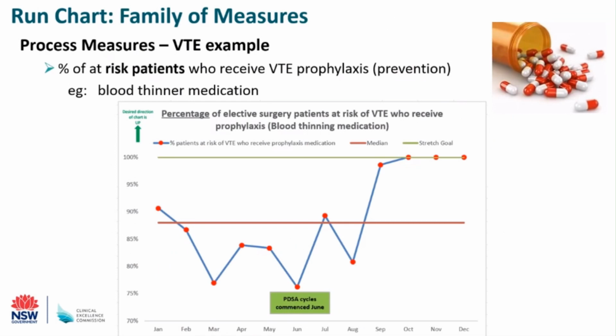This next chart for the VTE project is looking at another process measure, and it's the percentage of elective surgery patients that were at risk of VTE who received their prophylaxis, in other words, their blood thinning medication. And again, they did some PDSA cycles in June, which has ended up with them having 100% compliance in October, November and December. And they were very happy with this outcome.